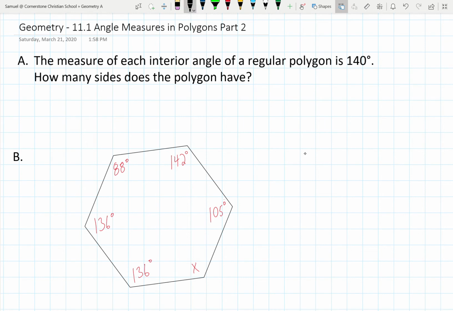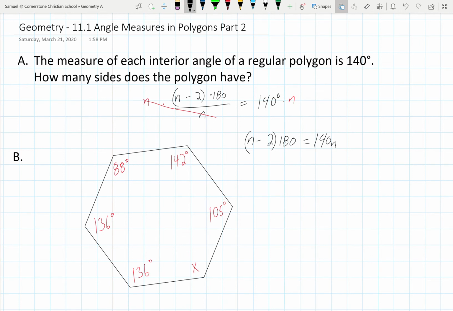Let's think of this as, for a regular polygon, it's (n minus 2) times 180 divided by n, and this equals 140 degrees. And so what we want to do is figure out what n is, get n all by itself. So I'm going to start by multiplying both sides of the equation by n, to get rid of that fraction on the left side. So (n minus 2) times 180 equals 140n.